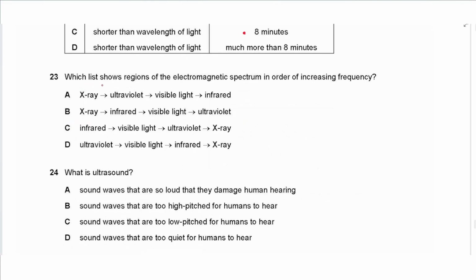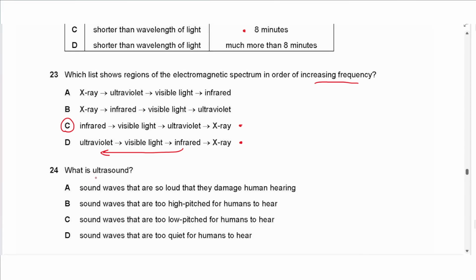Question 23 says which list shows regions of electromagnetic spectrum in order of increasing frequency? So for increasing frequency, the highest frequency of electromagnetic radiation is on the gamma rays side. So we have X-rays at the end here and no gamma. So X-rays in this list will have the highest frequency. No, infrared should be at the start because it has a long wavelength, so it has low frequency. So we choose C, infrared, visible light, ultraviolet, X-rays.